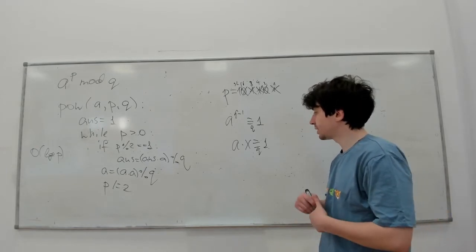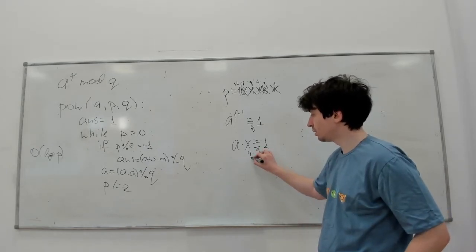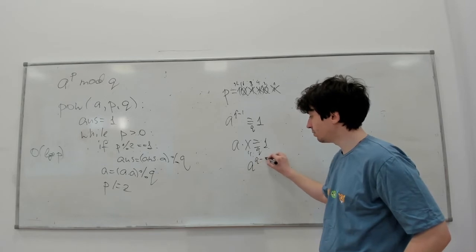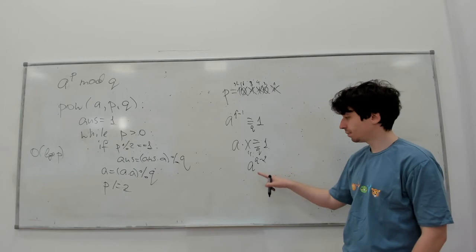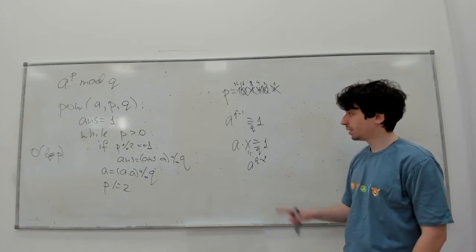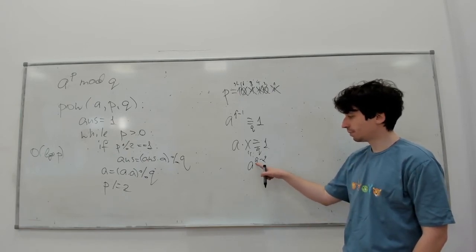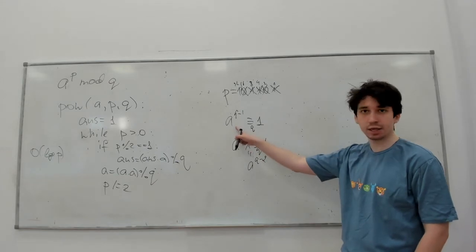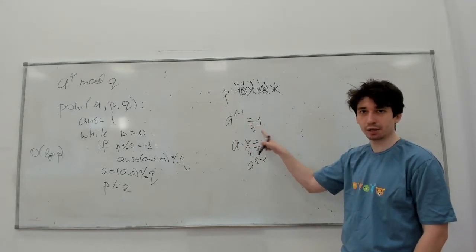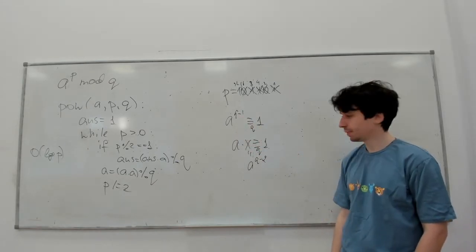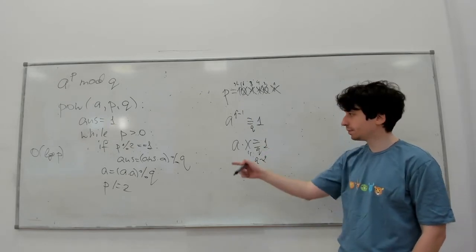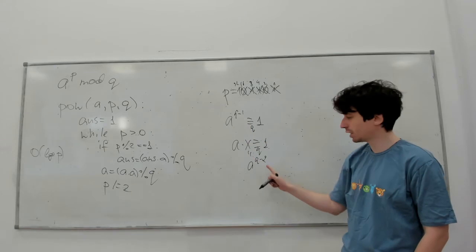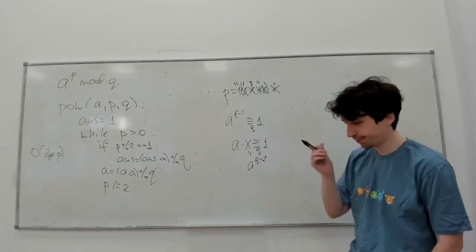Okay, let me save the time. It will be a in the power q minus 2. Because if you multiply a in the power q minus 2 by a, you get a in the power q minus 1 and you get 1 here. So you can calculate the inverse in logarithmic time because you just have to take the power of q minus 2.